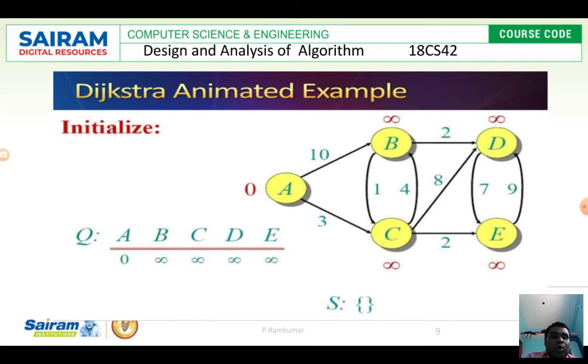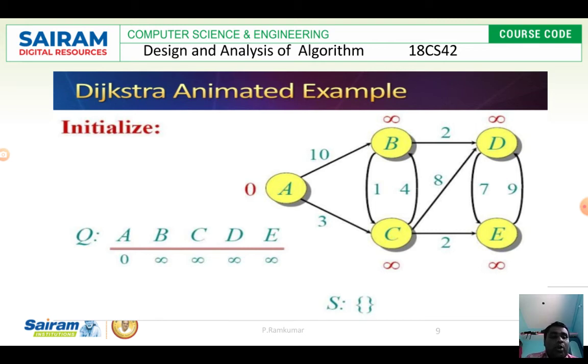Initially, I don't know about the distance from the source to all other vertices. So here I am going to consider only one vertex, that is my source. A will be considered as the source. The distance between A and A will be 0, because it is the same vertex.